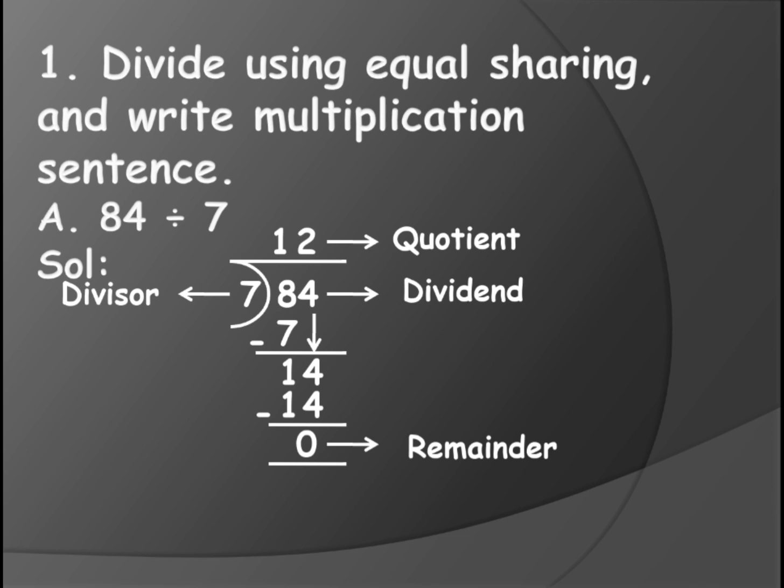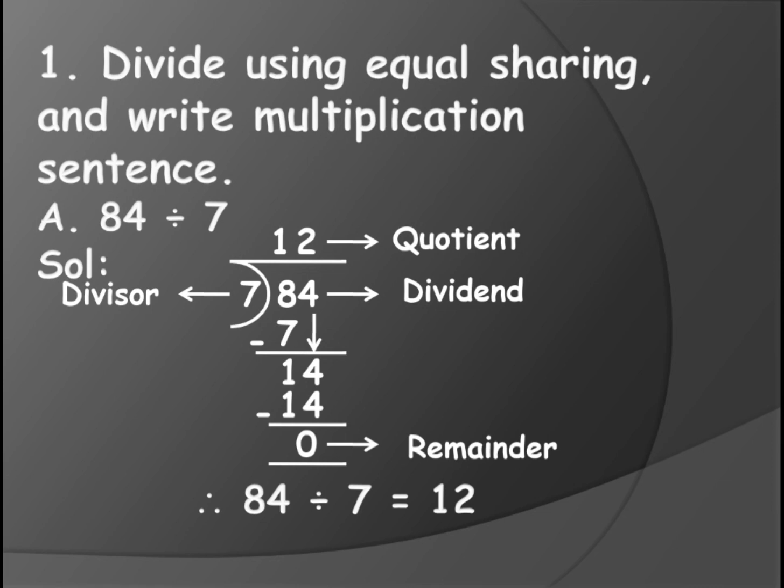Okay, and while we are writing the division statement, what will you write? 84 divided by 7 is equal to 12. We are not going to write the remainder, children. We should not write the remainder. We have to write the quotient, 12. 84 divided by 7 is equal to 12. That is your division sentence for this sum.